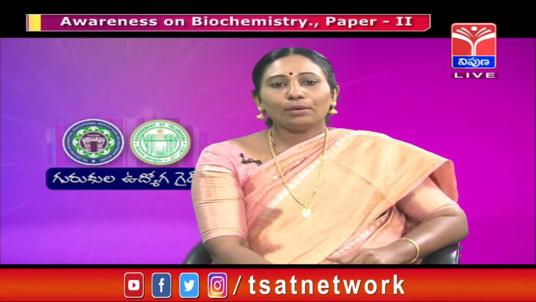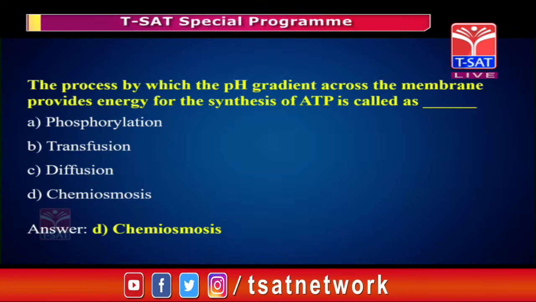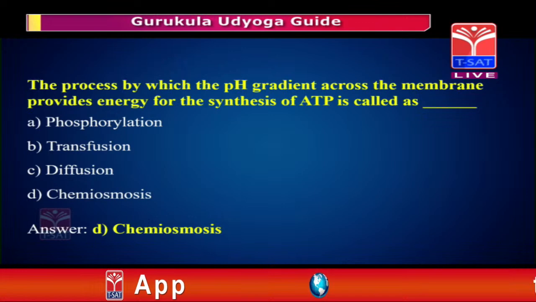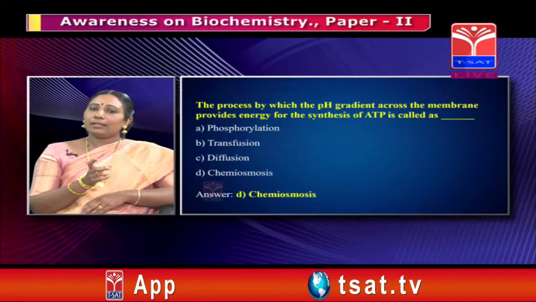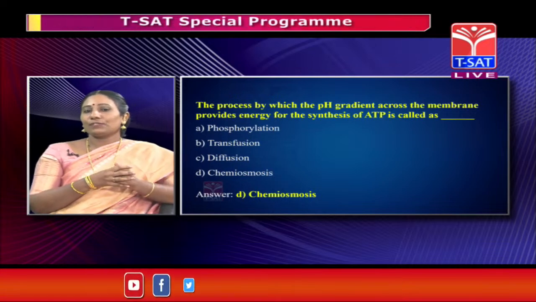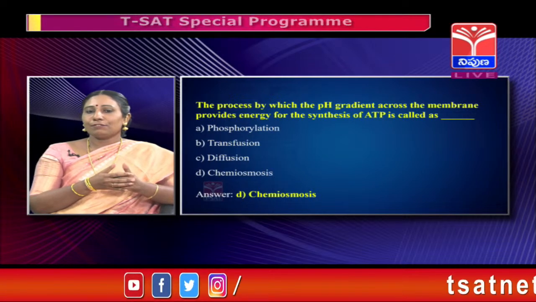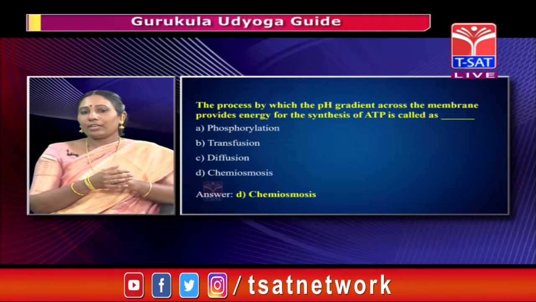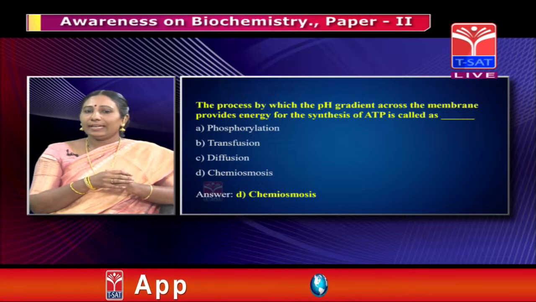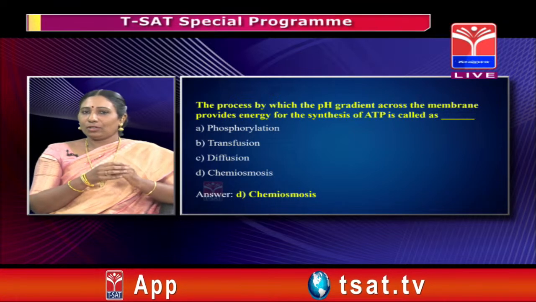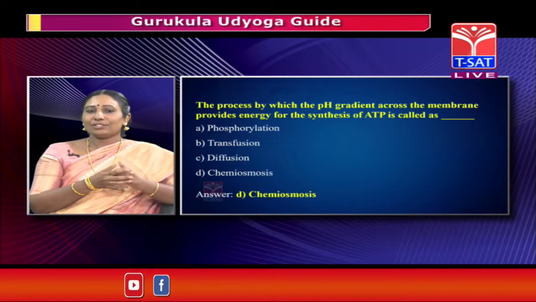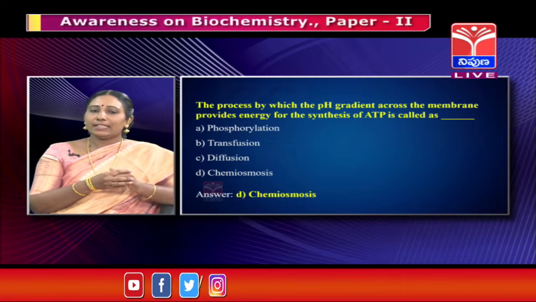Then coming to the process by which the pH gradient across the membrane provides energy for synthesis of ATP is called as. Most of the time here we have to learn certain terminologies: what is phosphorylation, transfusion, diffusion, chemiosmosis. Now when I am talking about an energetic mechanism across a membrane, naturally it cannot be diffusion because it is not an energy dependent process, whereas in case of transfusion it does not happen. So we can eliminate these two options.